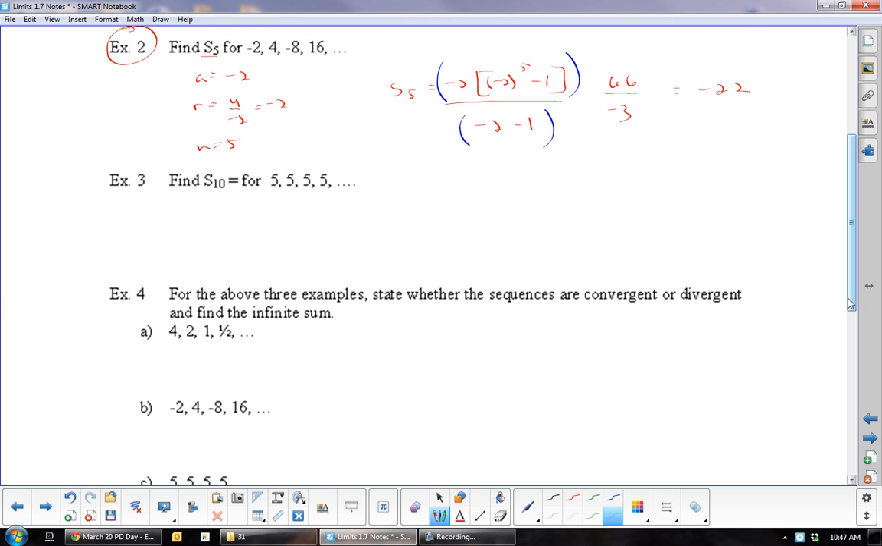Now find S10 for 5, 5, 5, 5, 5. Since r equals 1, all you have to do is, I'm going to put the general formula down, sorry, Sn equals na. S10 equals 10 times 5, which is 50.